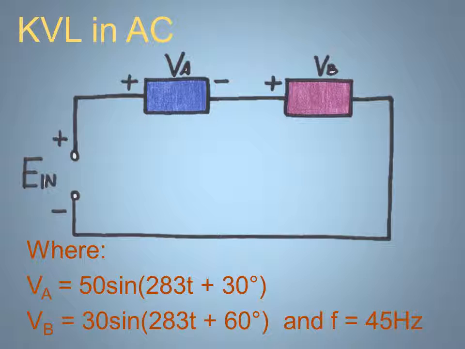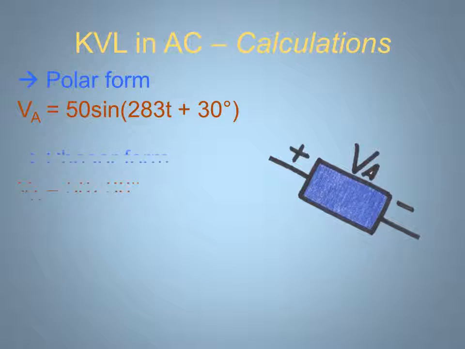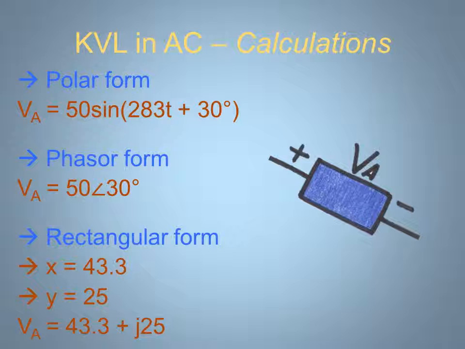Because we are performing addition and subtraction on the next few slides, everything has to be converted to rectangular form to allow for this. Firstly, for VA, we know the polar form, hence we can easily convert this to phasor form by taking out the amplitude at the front and the angle within the brackets. Then we get 50 angle 30 degrees. We can convert this phasor form to rectangular easily on a calculator. After plugging in the numbers, we get an X value of 43.3 and a Y value of 25. To write this in rectangular form, VA is in the presentation.